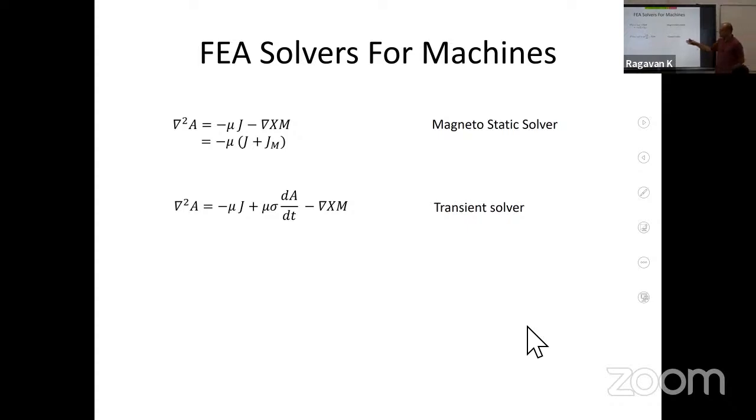Yeah, in the transient solver, we also solve for the change in field with respect to time, or movement in the rotor. So that is the transient solver. I know that these equations look a little bit abstract, but we'll look at some examples in the machines case where this makes sense. And the final one is the harmonic solver.